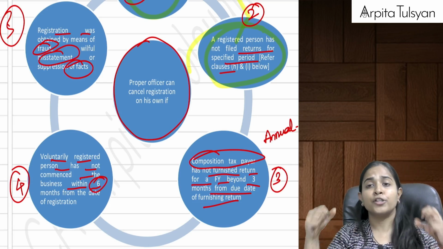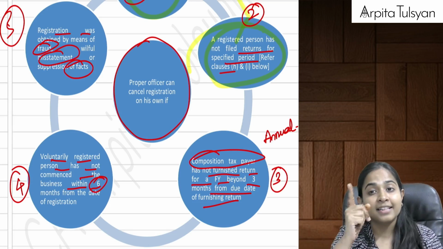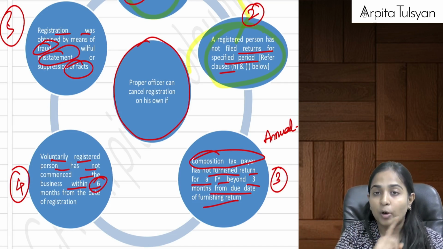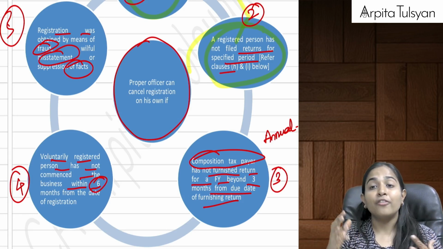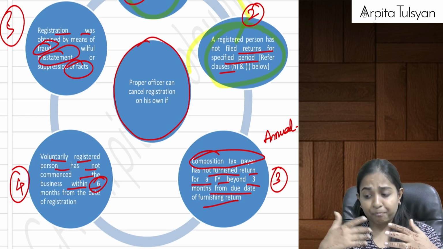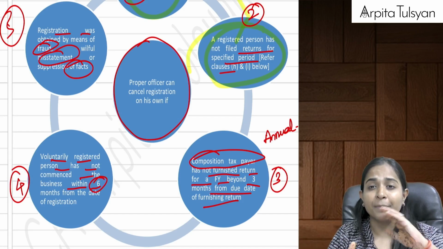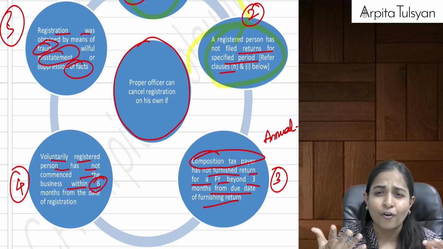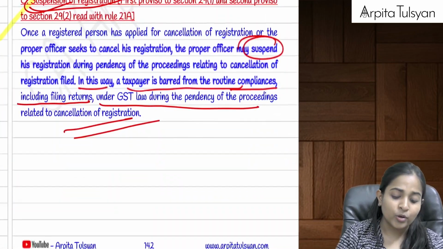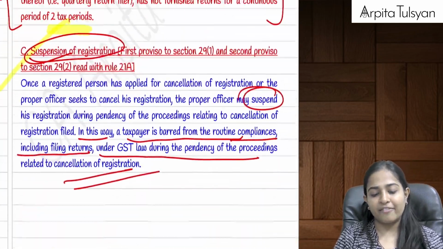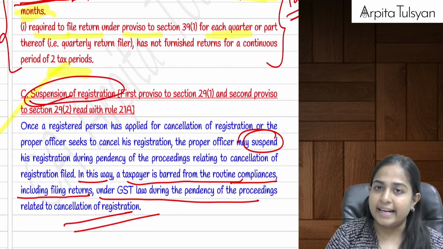Or if some person got voluntarily registered but has not done any business activities for 6 months, or if that person has obtained the registration fraudulently by suppression of facts or misrepresentation of facts or by giving false information, then in such cases, after issuing a show cause notice, they have got the powers to cancel your registration.